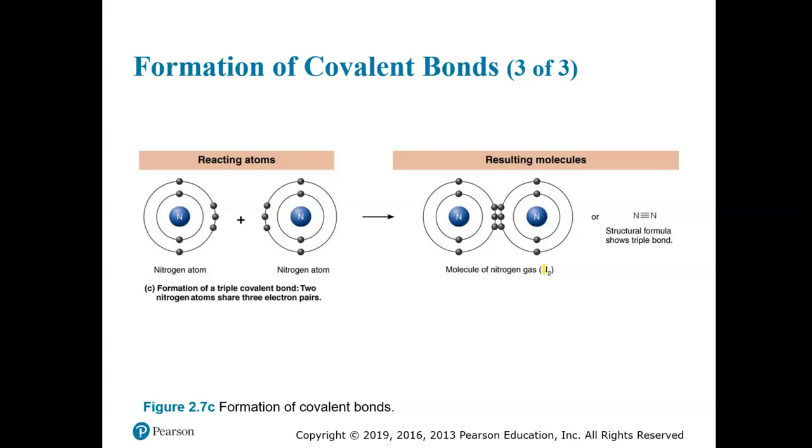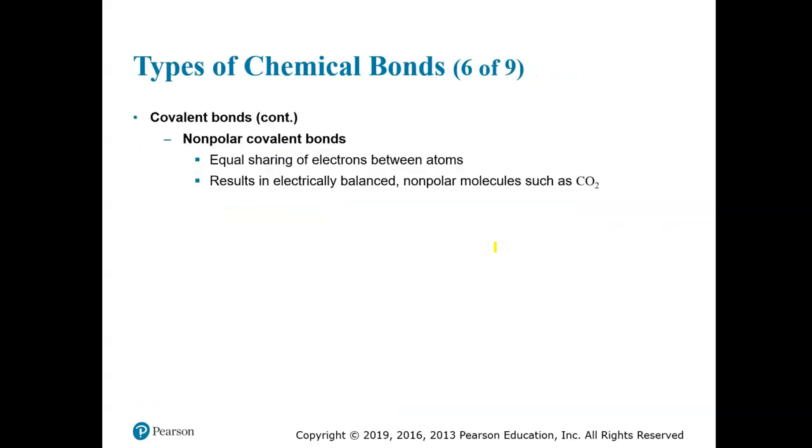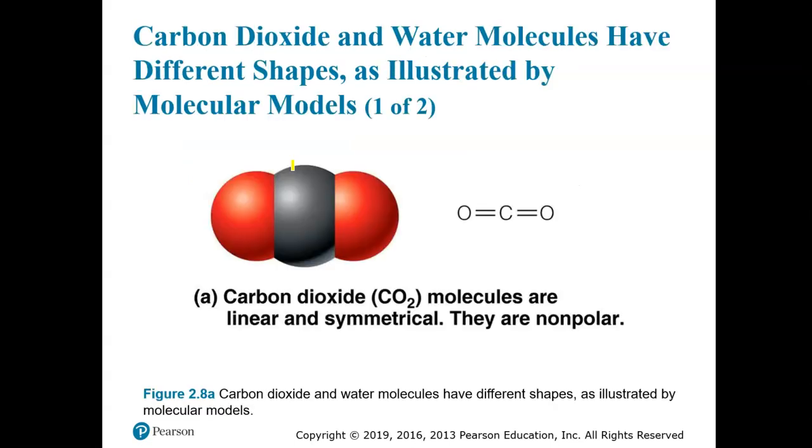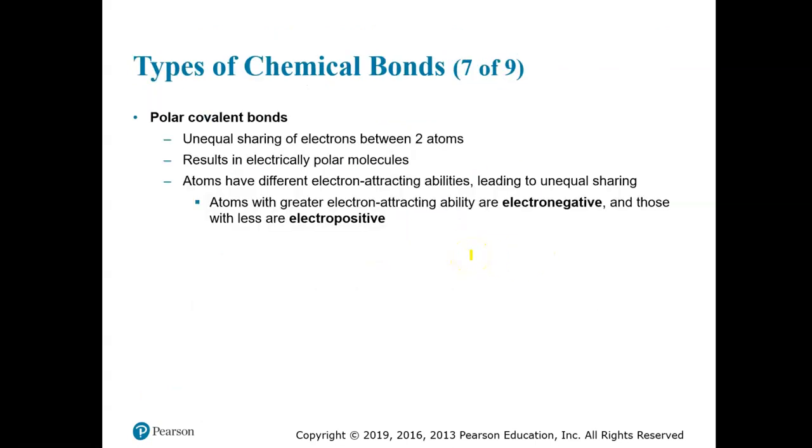And nitrogen can do the same thing, except it's going to form a triple bond because each nitrogen atom will share 3 electrons with the other one. So that's going to form a triple covalent bond. Now, the ones we just looked at are called nonpolar covalent bonds because the electrons that they share are shared equally. Carbon dioxide is also nonpolar. So the oxygen atoms and the carbon atom share their electrons equally among each other. There's not an unequal sharing.